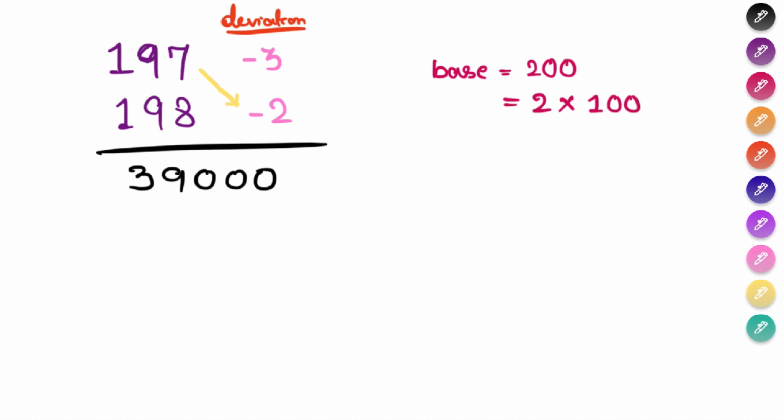Then the final step is we multiply the deviations, we get minus 3 into minus 2 is plus 6. So we can simply add plus 6. So this is the answer, 39,006. So we did that in our mind without doing anything. So it's not exactly that difficult. If you are acquainted with all the steps, you can easily do that. So that was it. See you in the next video.